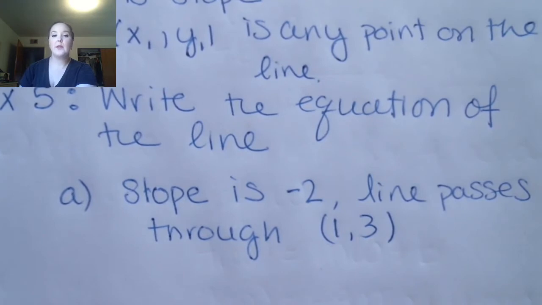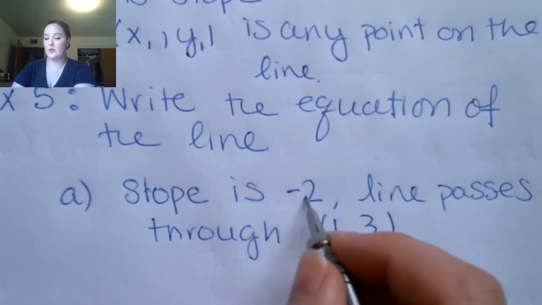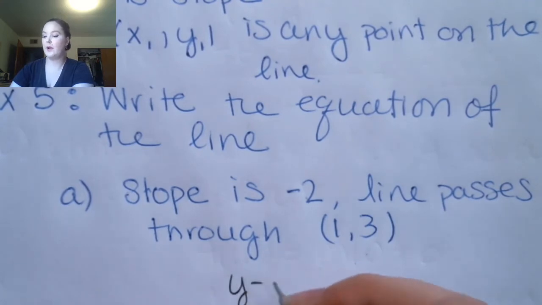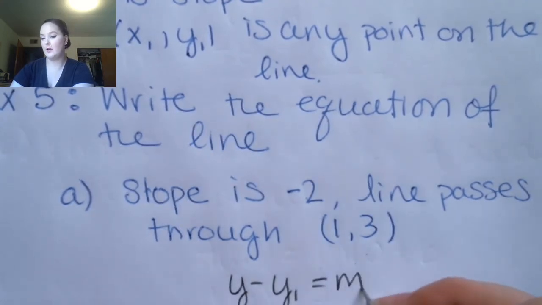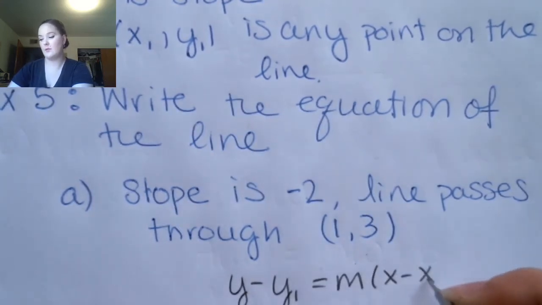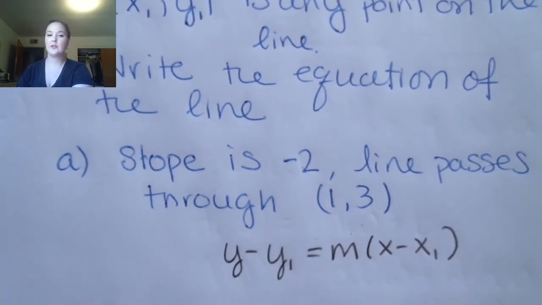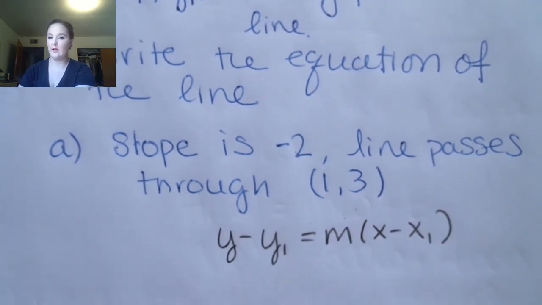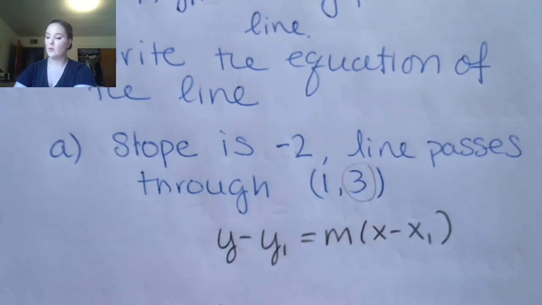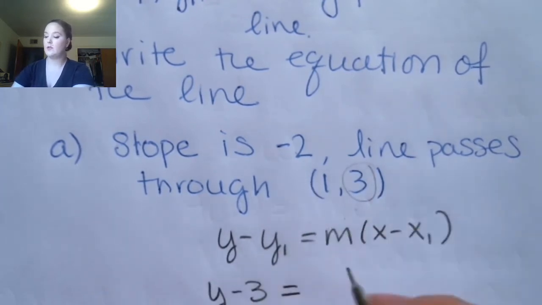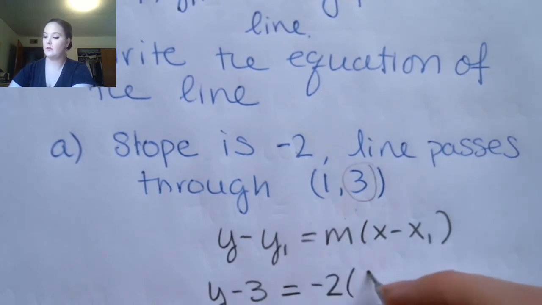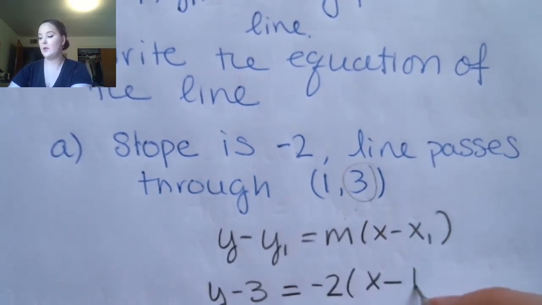Because we have one point and the slope, we're going to use point slope form. So y minus y1 equals m times x minus x1. Then we're just going to fill in the information that we have. So this is y1. Our slope is -2, and our x1 is 1.